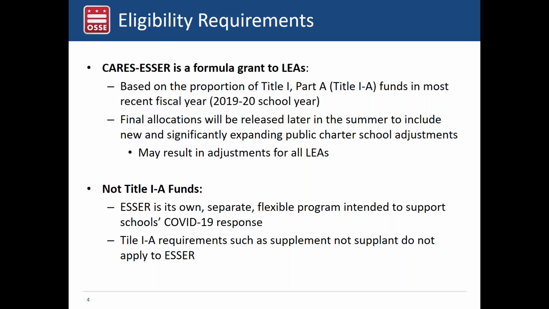Final allocations must include adjustments for new and significantly expanding public charter schools, and these adjustments will be released later in the summer and may impact all LEAs. But per guidance from the U.S. Department of Education, we already accounted for the new and significantly expanding public charter schools in our preliminary allocations. So we're anticipating any adjustment would be an increase only and will be in the range of maybe 1% to 2% compared to your preliminary allocations.